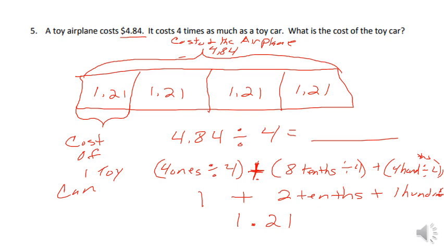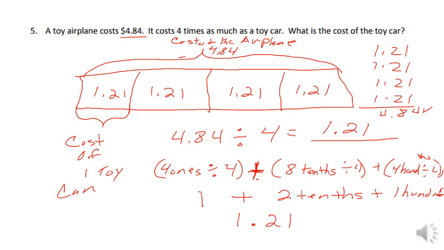Now I could verify this because if I add all this up, I should end up with 484. So let's go and do that. 121, 121, 121, and 121. 1, 2, 3, 4, 2, 4, 6, 8, and 1, 2, 3, 4. So it checked. So now we know the answer is 1 and 21/100ths.